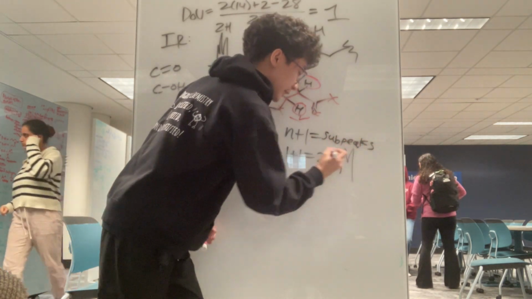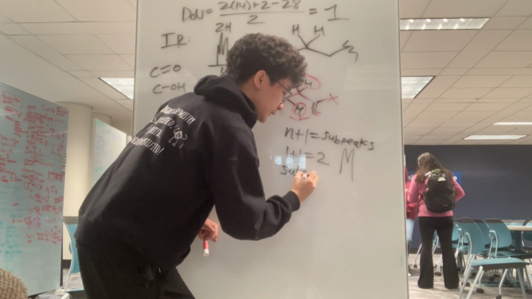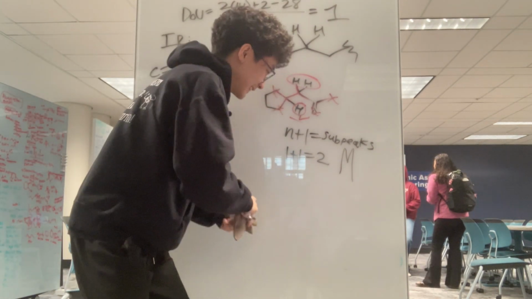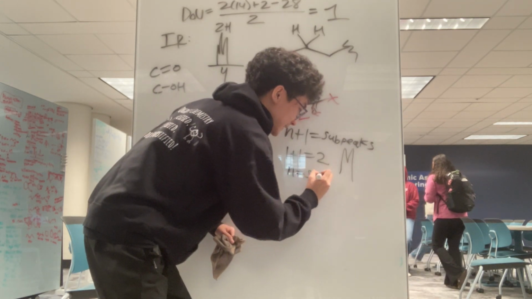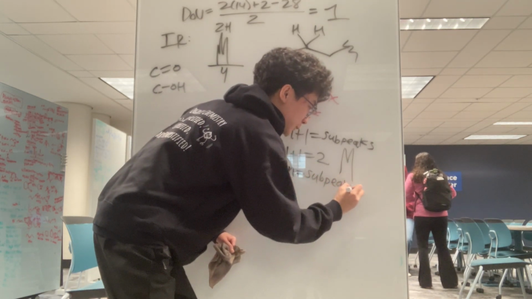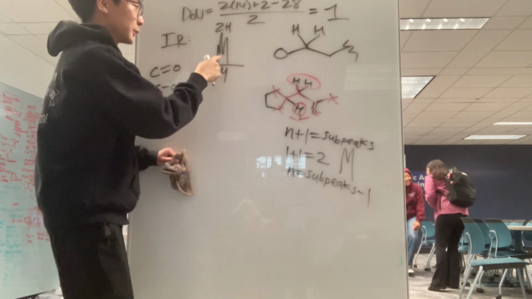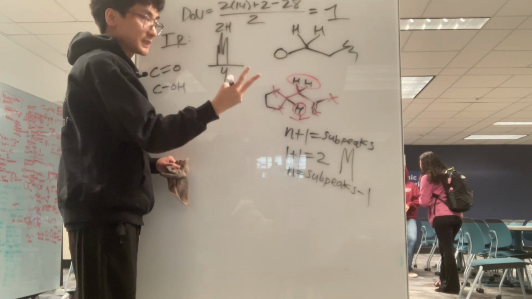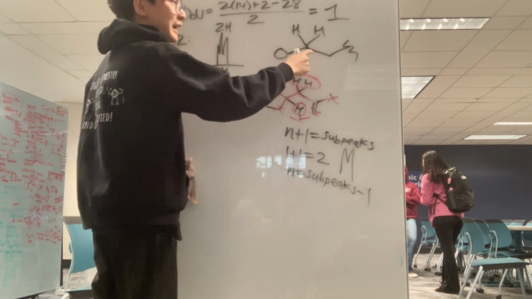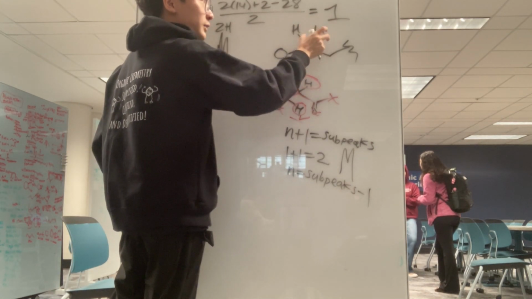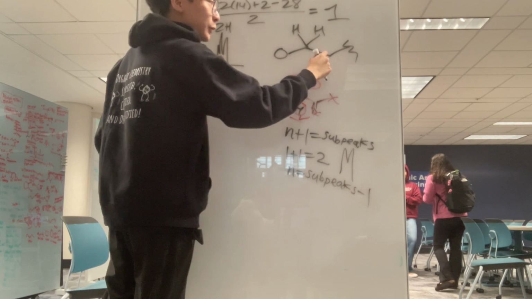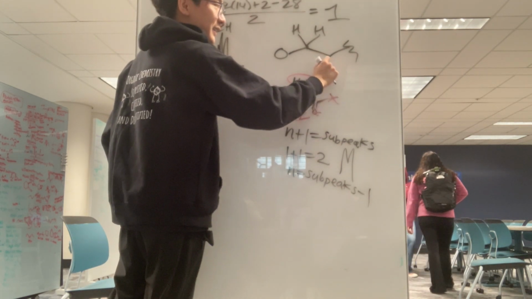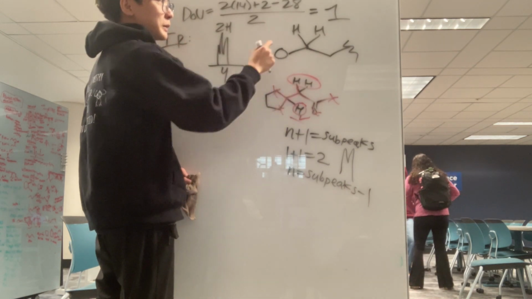If you want to read the number of neighbors from the HNMR graph, it's the number of subpeaks minus 1. Neighbors equals number of subpeaks minus 1, which is how we were able to get 2 neighbors off of this peak. Because it has 3 subpeaks, and 3 subpeaks minus 1 is 2. That's why we know there are 2 neighbors based on these 2 hydrogens right here. Okay, I see.